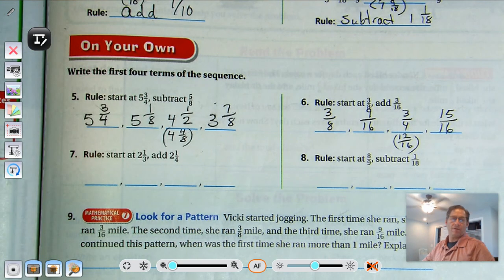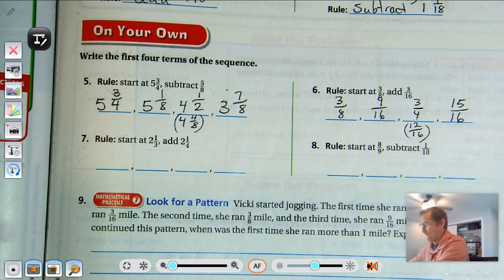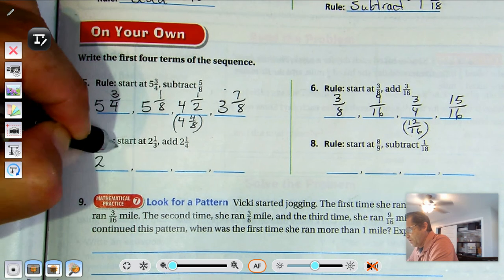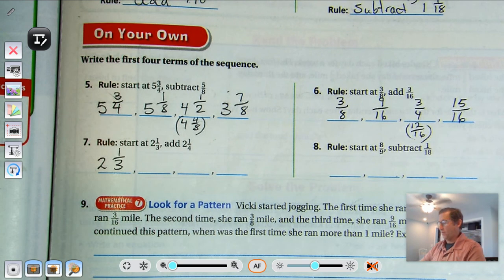All right, number 7. Start at 2 1/3 and add 2 1/4.